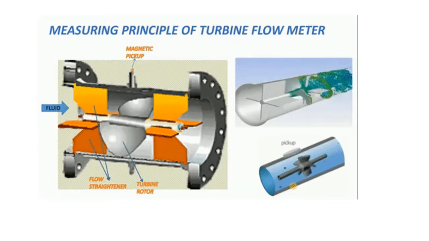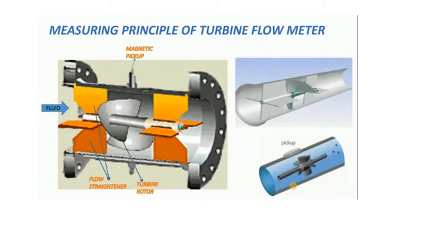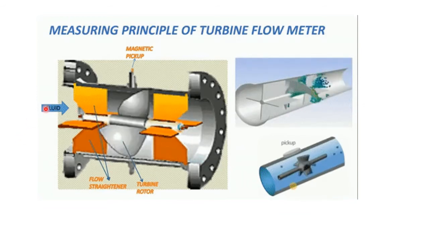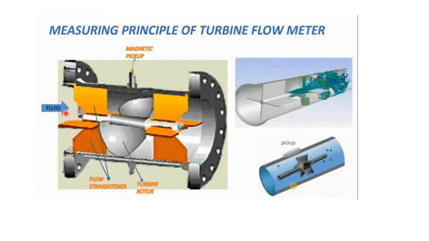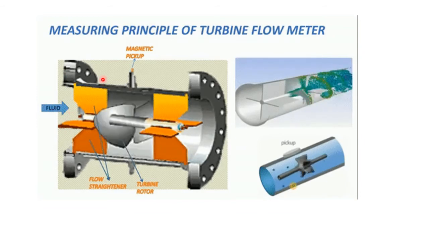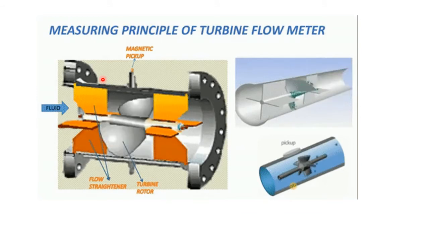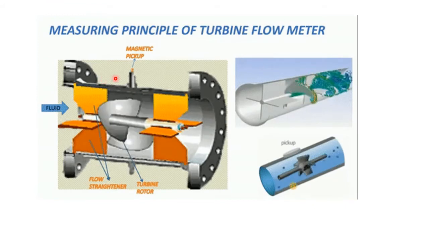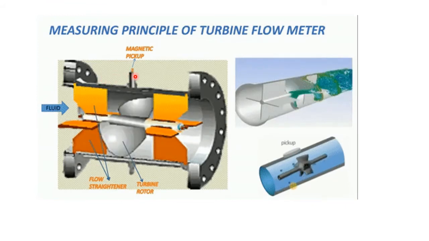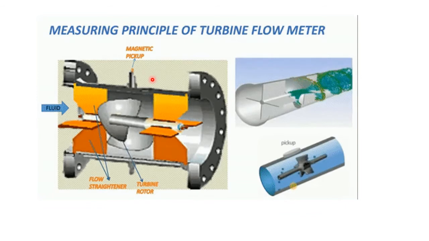This shows the animation of the working principle of the turbine flow meter. Here fluid is entering and these blades, that is rotors, are rotating proportional to the flow of fluid. These are the magnetic pickups, as the angular velocity creates an electrical signal and hence is picked up by the magnetic pickup.